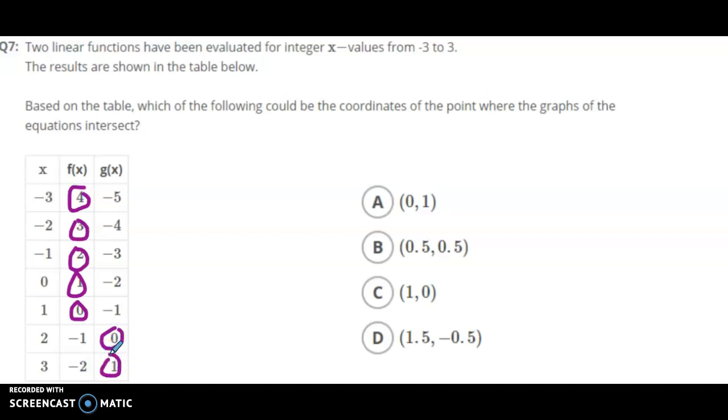So these are two lines. One of them starts off higher than the other, and then at some point becomes the lower line. So somewhere between those 2 points is where they have to cross. The x value there is between 1 and 2. So we're looking at this. 0 is not between 1 and 2. 0.5 is not between 1 and 2. 1 is not between 1 and 2. And 1.5 is between 1 and 2. So this is a possible intersection point.